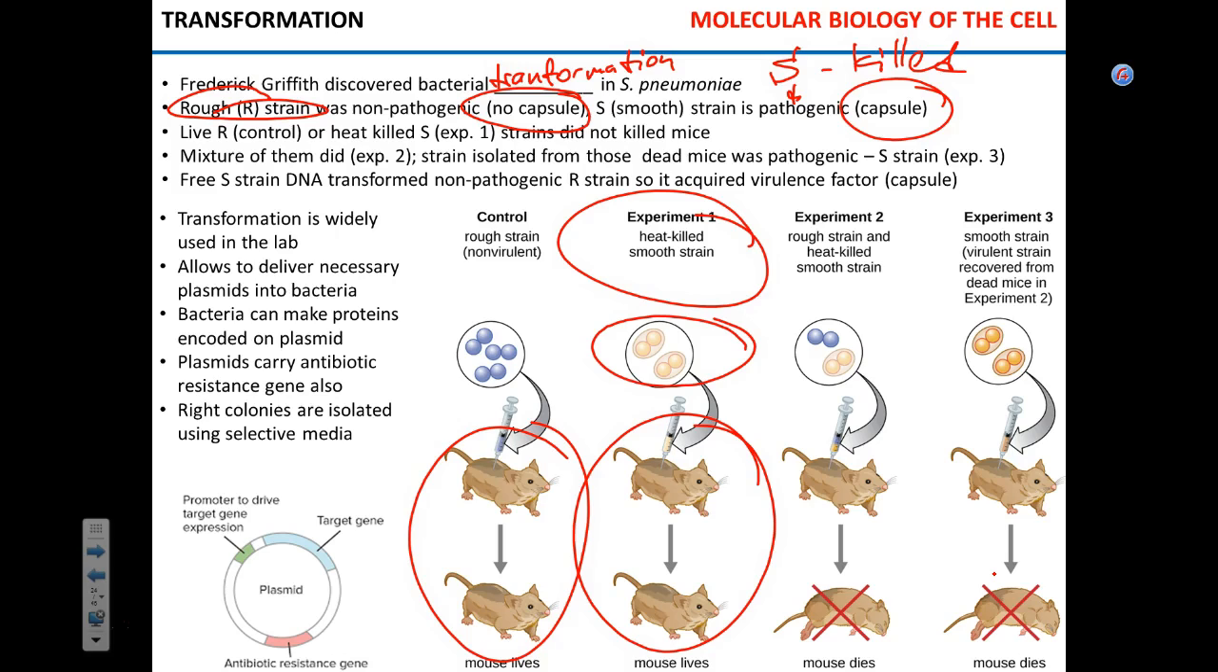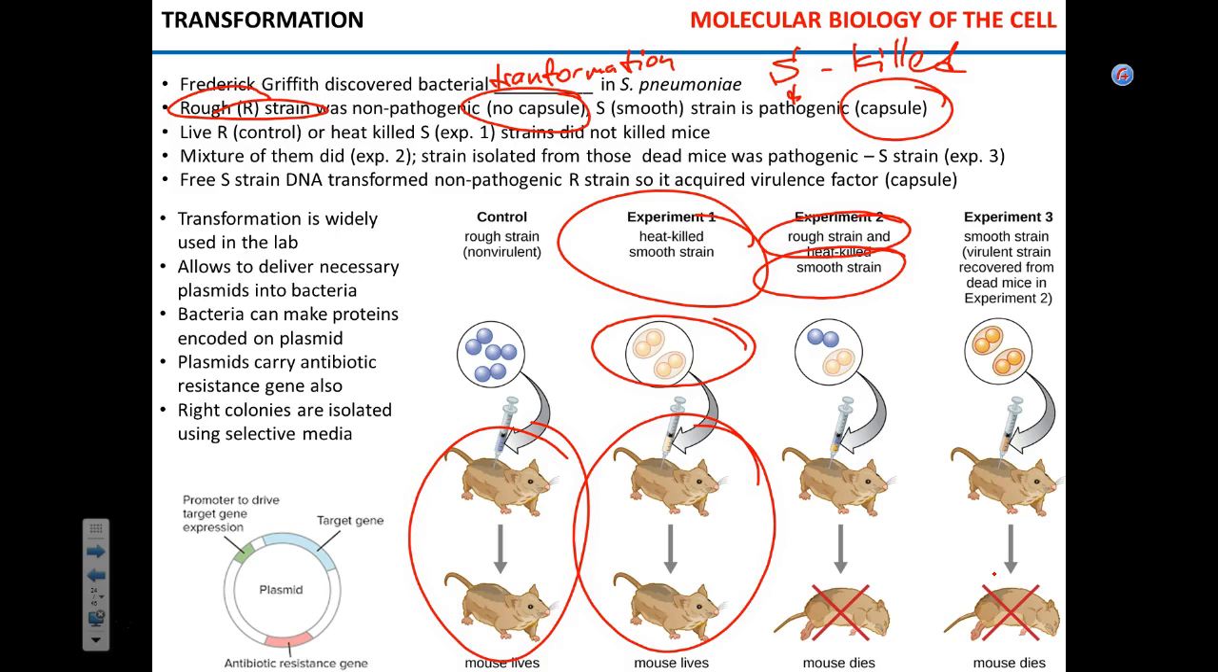So then, he decided to mix the heat-killed pathogenic strain and non-pathogenic strain. So now, before we get to the results, from the standpoint of just common sense, of logic, you have live microbes that do not kill animals, right? You have dead microbes that do not kill animals. You mix them together. What would you expect? It shouldn't kill animals, right?